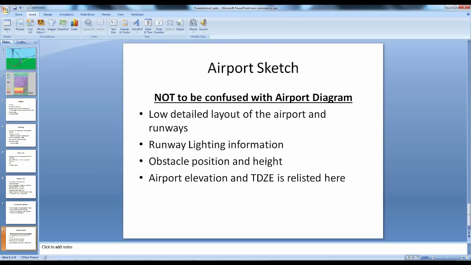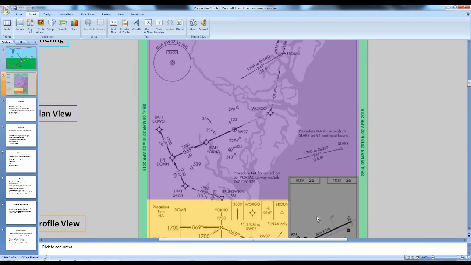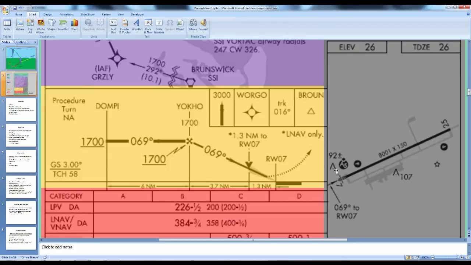It shows obstacle position and height, and that's only obstacles in the general vicinity of the airport. So say 1 mile around the airport is the obstacles they're going to show here. And we can see there are 2 of them. There's a 92-foot obstacle just off to the side of runway 7, and another one over here near the ramp, a 107-foot obstacle.